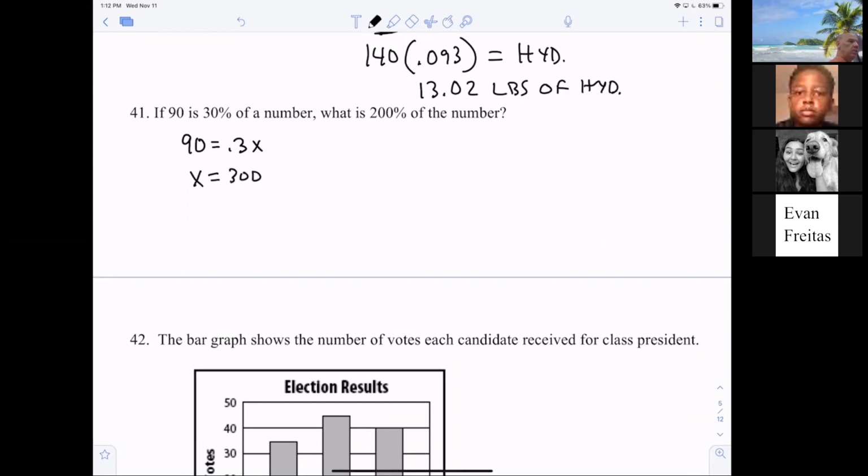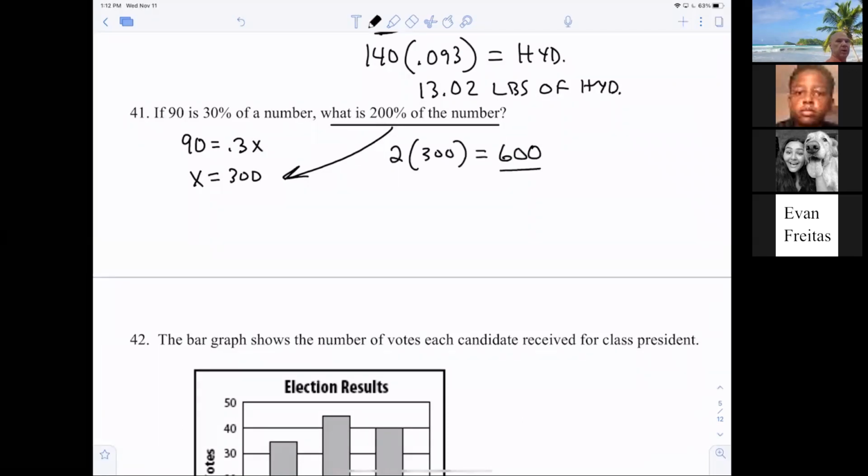Now we want 200% of this number. 200% just means times 2. 2 times that number. 2 times 300 is what? 600. That is correct.